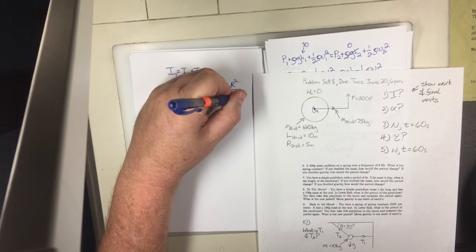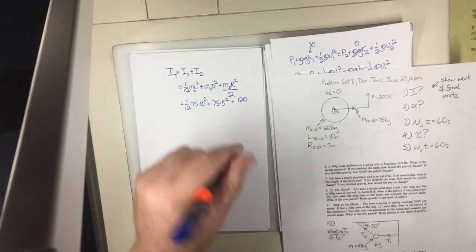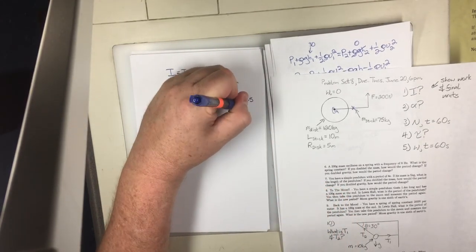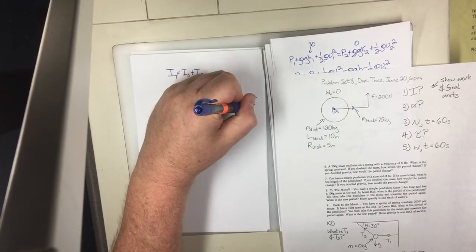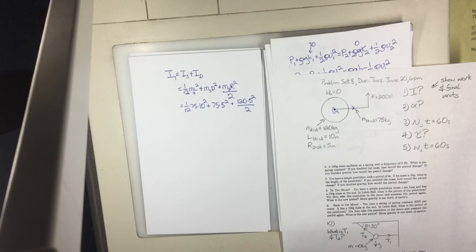L/2, since it's 10, divide by 2 to get 5. Mass of the disc, 120. Radius is 5. 5 squared divided by 2. And that gives me 4,000.